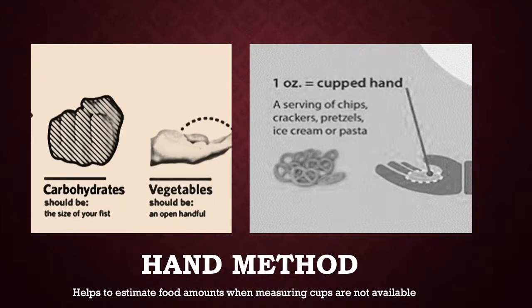1 serving of carbs should be about the size of your fist. For example, a small apple, a 1/3 cup of cooked rice, or a small scoop of mashed potatoes. Bulkier items like vegetables, crackers, and chips can be measured with an open hand.